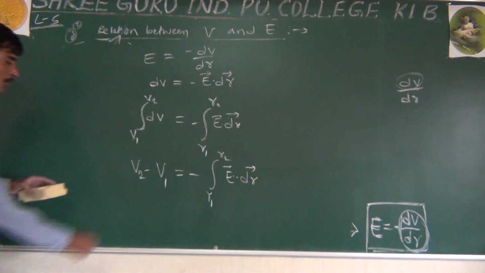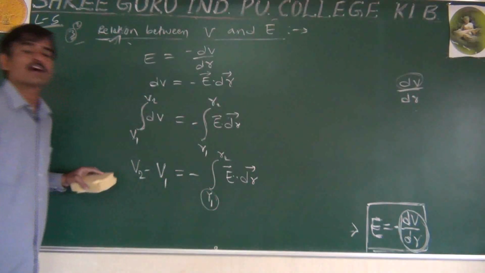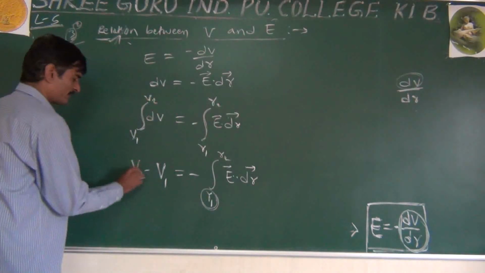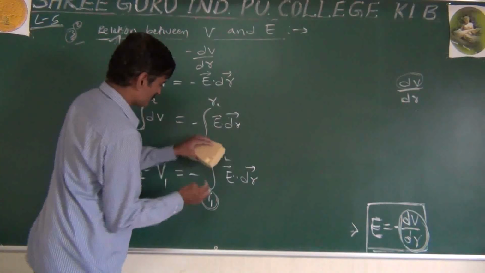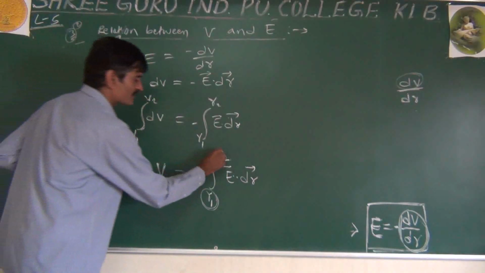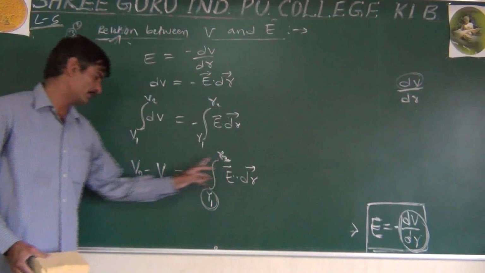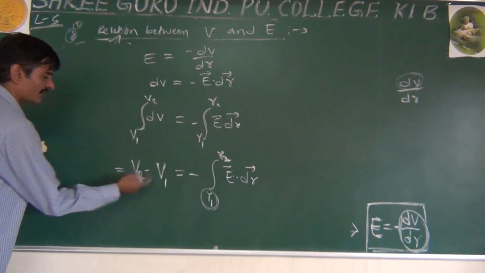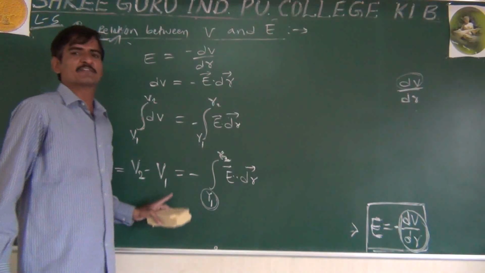Right? So now what is V1? V1 is the electric potential at a distance R1. What is V2? V2 is the electric potential at a distance R2. V2 minus V1 is nothing but the potential difference.